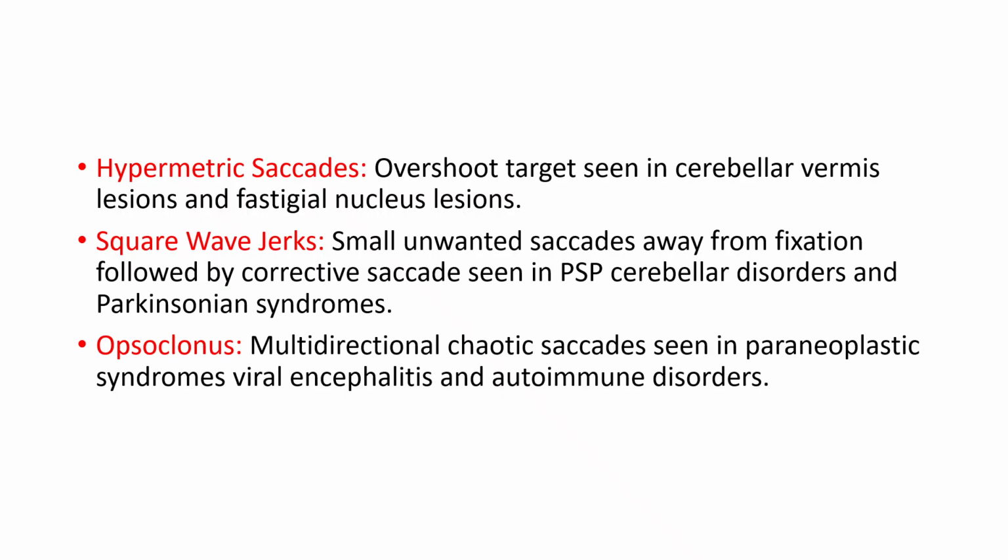Hypometric saccades. These overshoot the target, seen in cerebellar vermis lesions and fastigial nucleus lesions. Square wave jerks. These are small unwanted saccades away from fixation, followed by corrective saccades, seen in PSP, cerebellar disorders and Parkinsonism syndromes. Opsoclonus. These are multidirectional chaotic saccades seen in paraneoplastic syndromes, viral encephalitis, and autoimmune disorders.